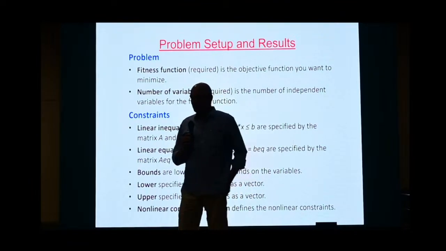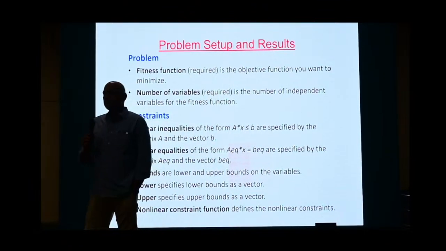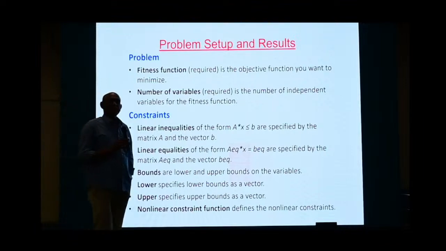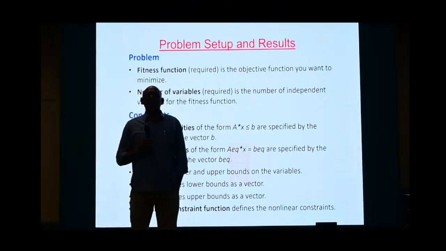I will show one or two problems. We'll see the minimization problem as well as the maximization problem. And what is the number of variables? This is the number of search variables. For example, you are designing a PID controller. So the search variables will be the KP, KI, KD values.